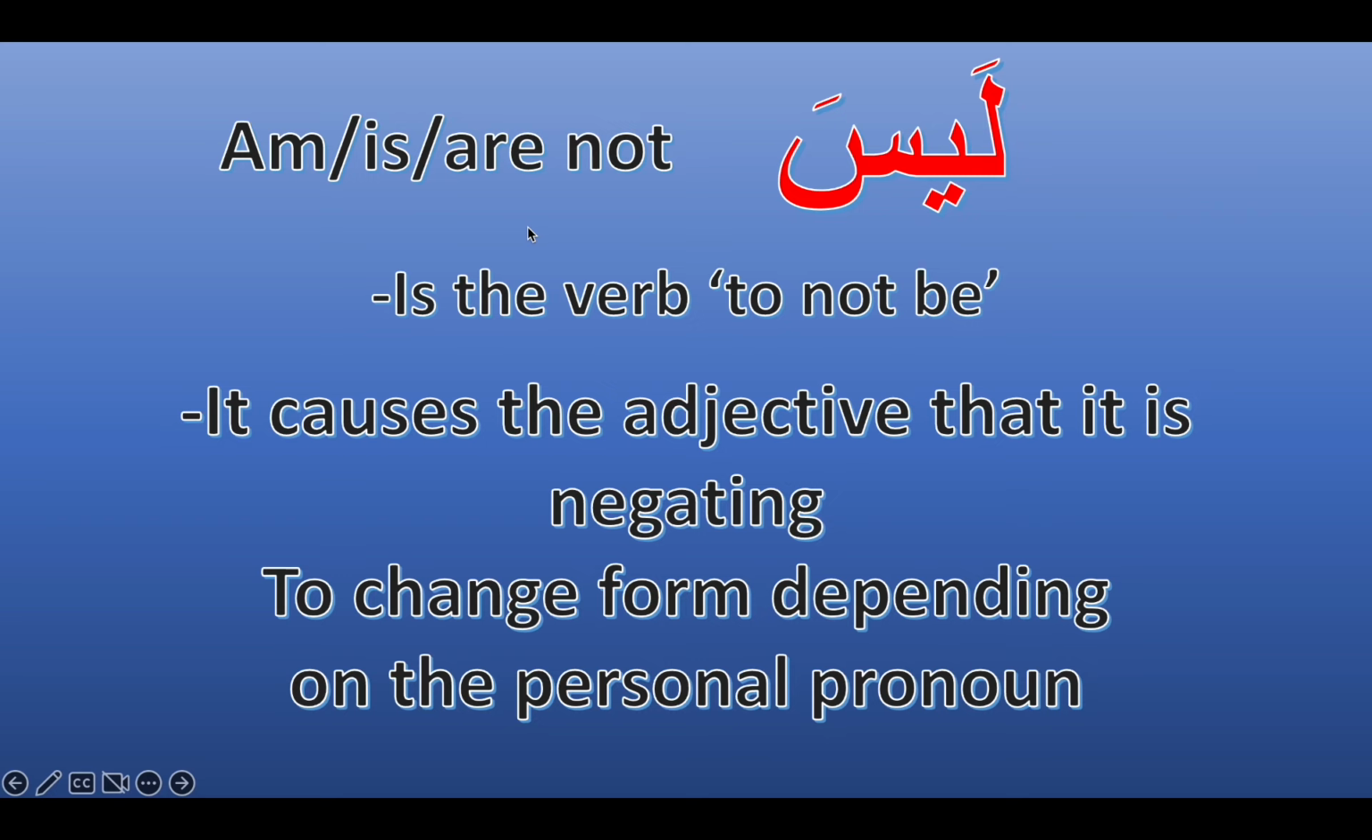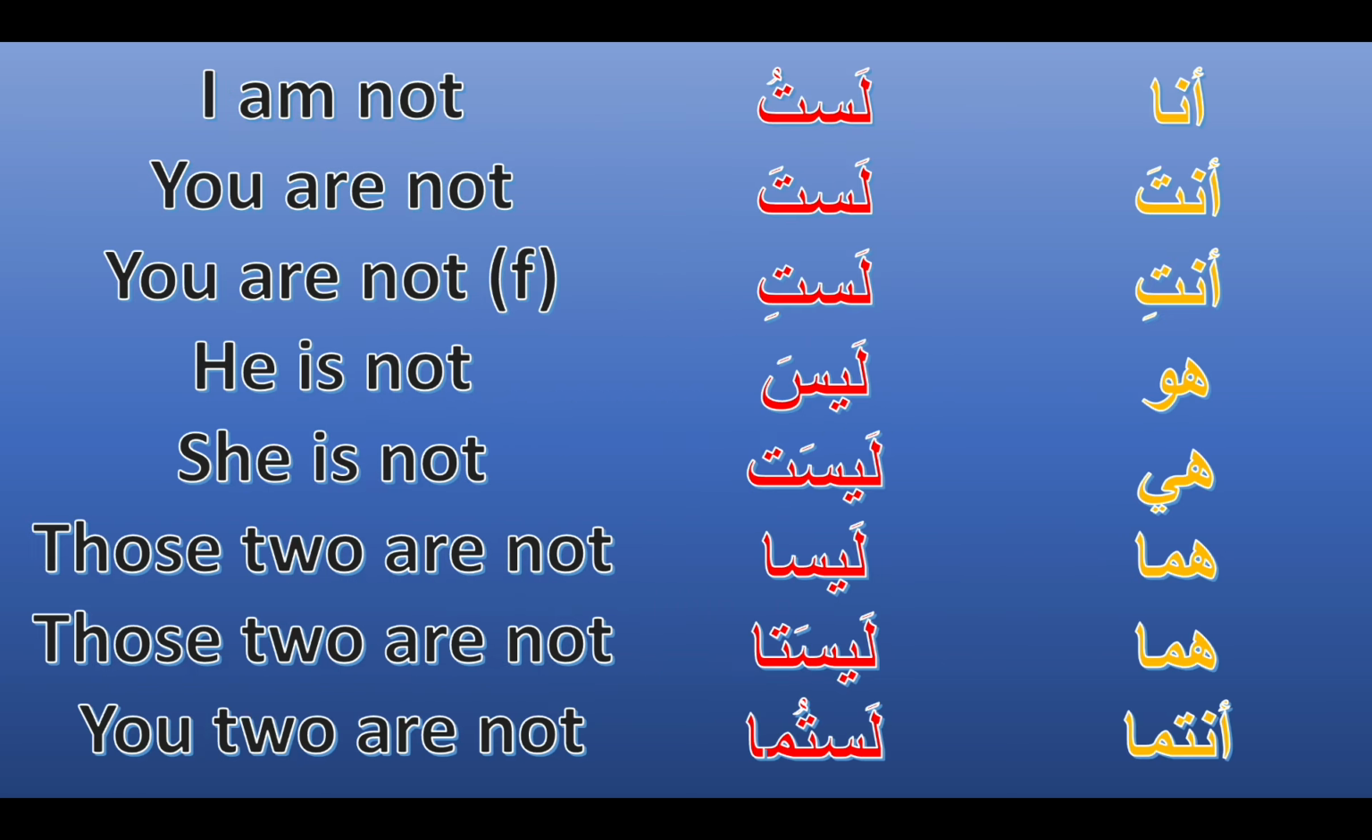لنبدأ. So firstly, if we want to negate adjectives, which means to put them in the negative form, we need to learn the verb laysa, which is the verb to not be in Arabic. Now, laysa causes the adjective that it is negating to change form depending on the personal pronoun. But before we see more of that, let's get into the conjugation of laysa itself.